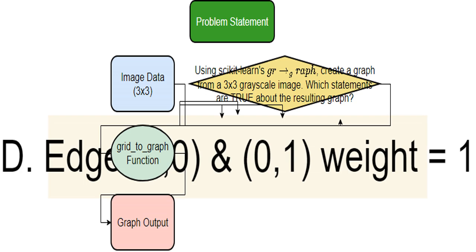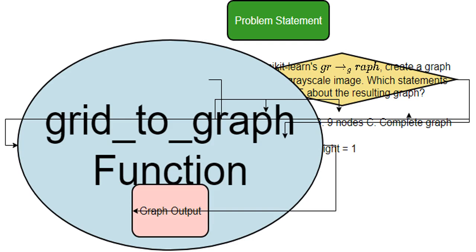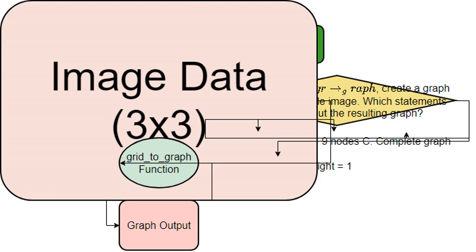grid_to_graph function. This is a function from scikit-learn that converts a grid, like our image, into a graph data structure. The inputs n_x and n_y define the dimensions of the grid, in this case, 3 rows and 3 columns. The output is a graph where each pixel becomes a node and connections between neighboring pixels are represented as edges. This refers to the graph that we'll get after using grid_to_graph on the 3x3 image.